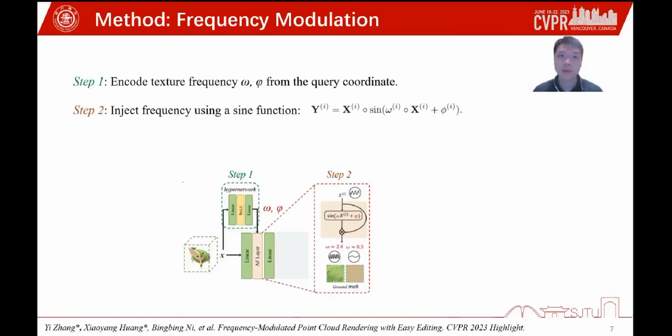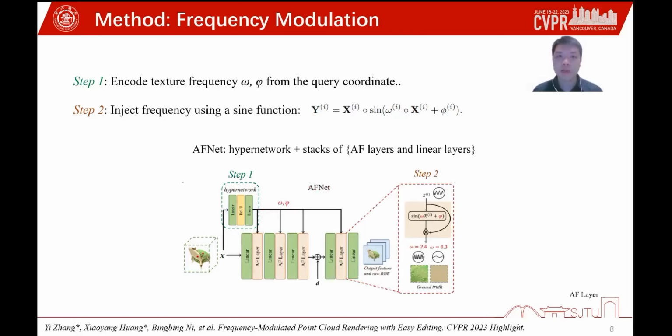In step 2, we inject the predicted frequency and phase into the input feature using a sine function, and then multiply the sine function with the original input feature element-wise. We name this operation the adaptive frequency layer, or in short, AF layer. Somehow it replaces the activation layer in the MLP. Theoretically, in the chair scene, we wish that the back of the chair would correspond to a high frequency, while the cushion would correspond to a low frequency.